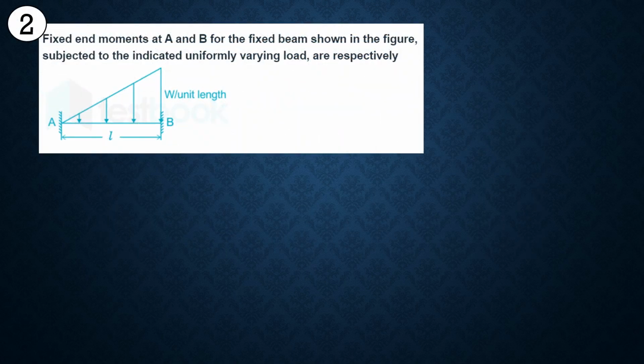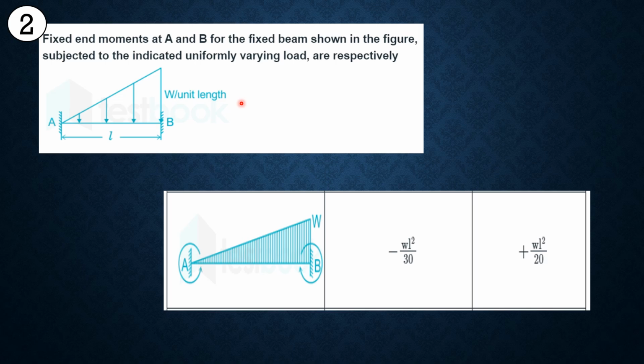Then question second, the fixed end moment for this uniformly varying load. As we saw before, the fixed end moment for a fixed beam with a uniformly varying load is minus WL square by 30 for A, and for B plus WL square by 20.